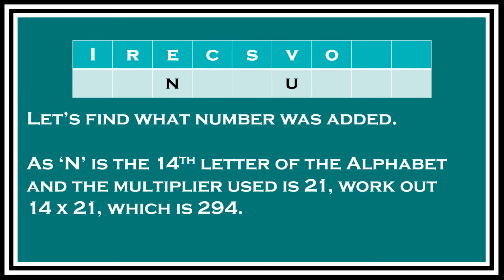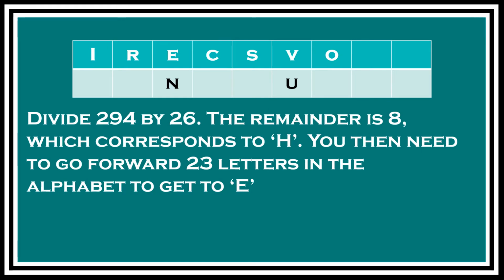But first we need to find the number that was added. So N is the 14th letter of the alphabet, and we've already worked out that the multiplier is 21, so we work out 14 times 21, giving us 294, which has a remainder of 8 when you divide that by 26, and the 8th letter of the alphabet is H. Now we want to get to E, which means we need to go almost the full alphabet round. We need to go 3 letters less than the full alphabet from H back to E, so we need to go forward 23 letters to get to E.